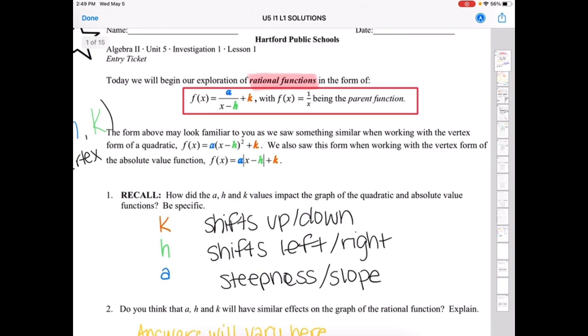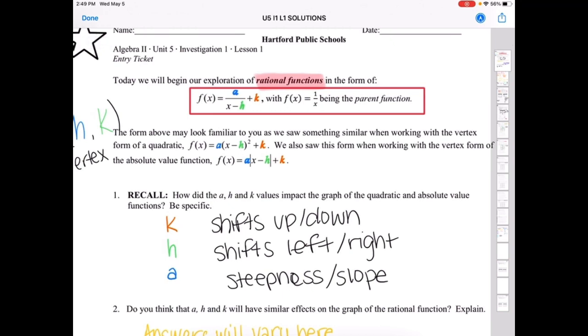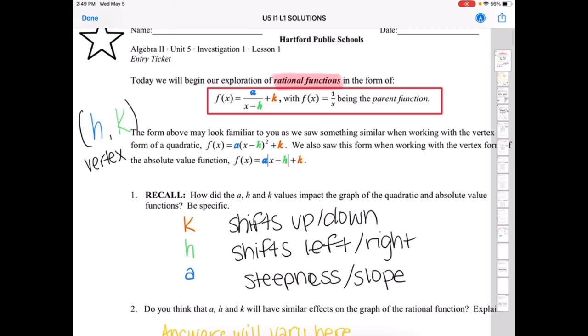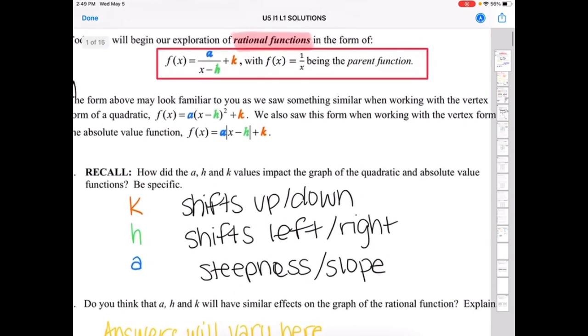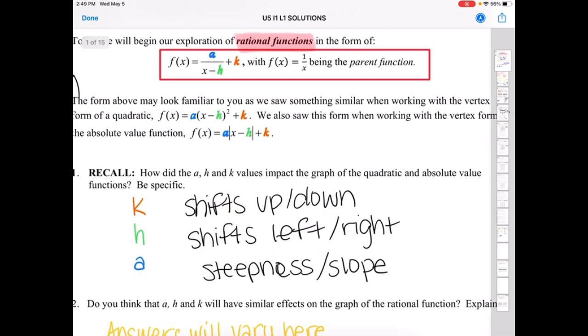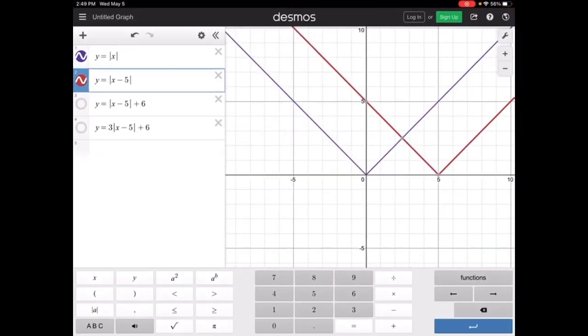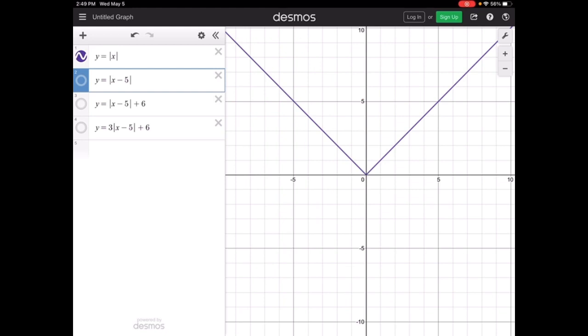So this form might be similar to something we've seen when we did vertex form of a quadratic or absolute value function. So you can recognize that the h, k coordinate would be the vertex of whatever function you were working with. So these a, h, and k values are asking us, okay, well, how will they impact the graph? Well, if we used the absolute value function, let's just go with that one.